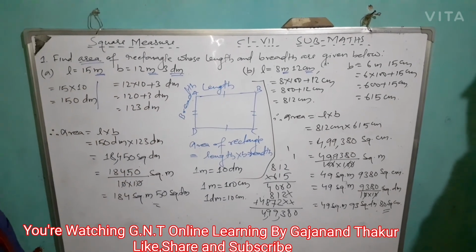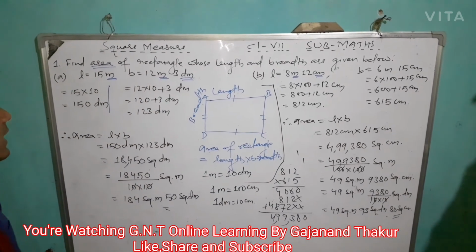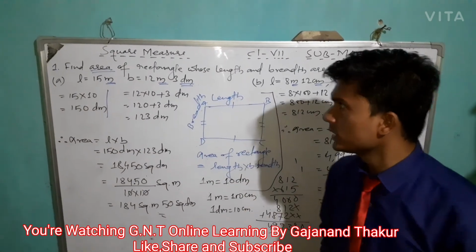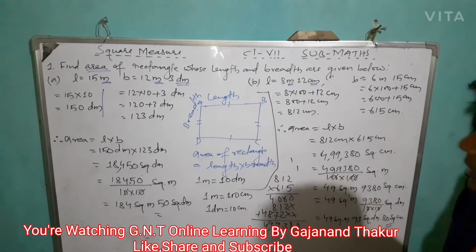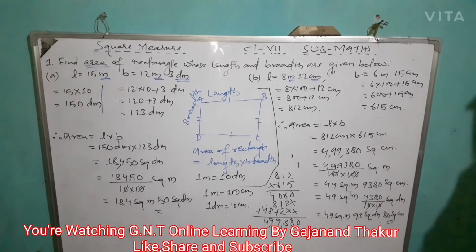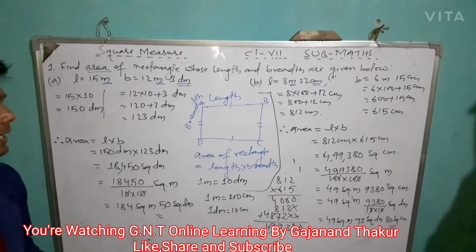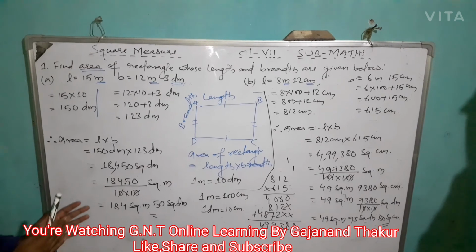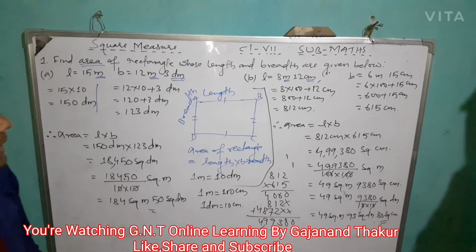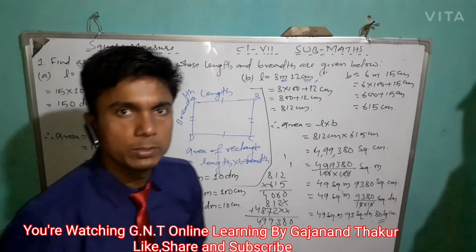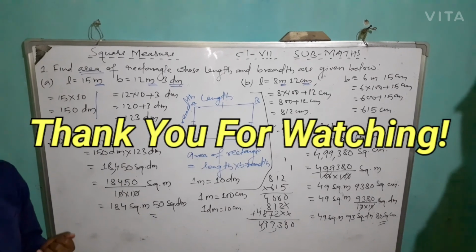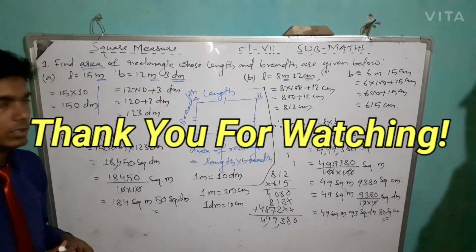Like in our previous classes, we have learned finding area of rectangle, length into breadth. It's very simple, but what is the complication here? Here we have the length and breadth in different units. So when we find the area of a rectangle using length and breadth with different units, this is the process to find the answers. I hope you are able to understand. If you have any doubt, you can ask me when I'll be available in your WhatsApp group. Thank you all.